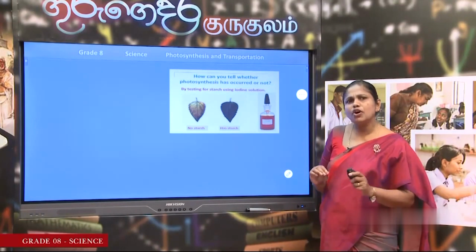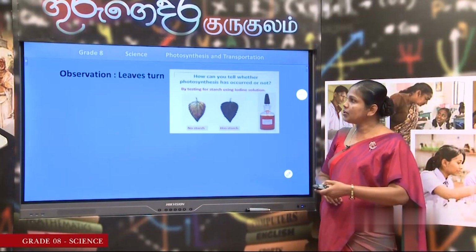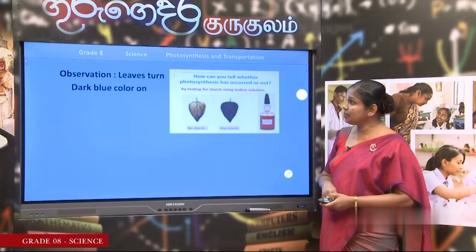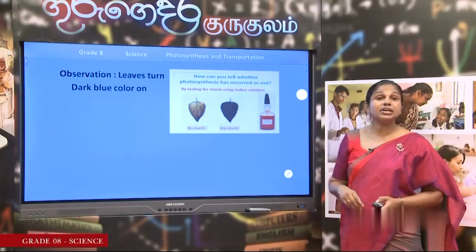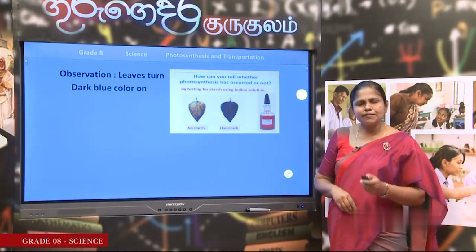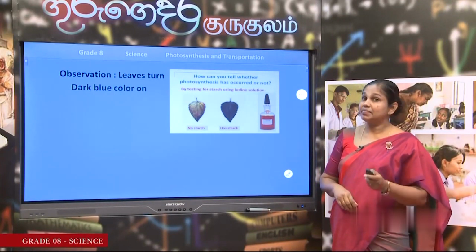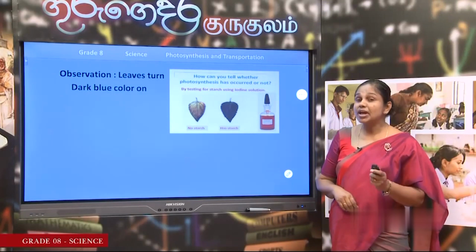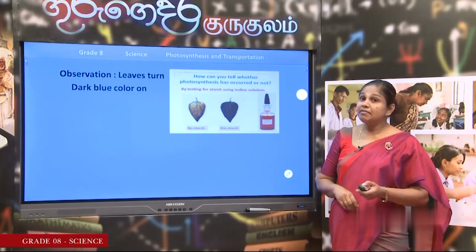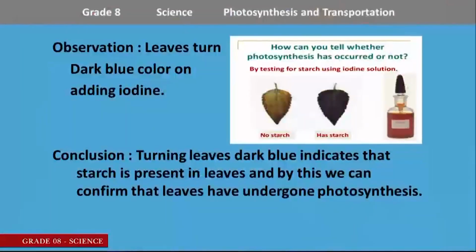Then what can you observe at the end? When you add a few drops of iodine, you will observe that the leaf turns dark blue. If the leaf turns dark blue, that indicates there is starch present in the leaf. Thereby we can conclude that this plant leaf has carried out photosynthesis and it contains starch. So, the plant from which this leaf is taken has carried out photosynthesis. It is the conclusion of this activity.